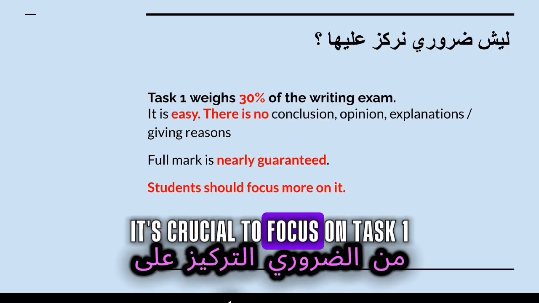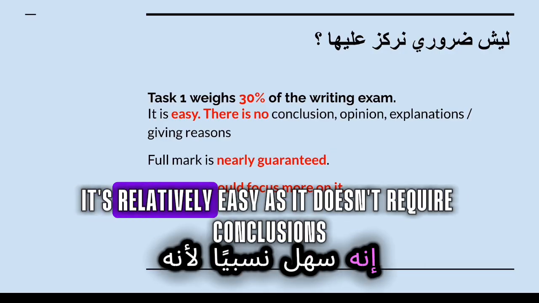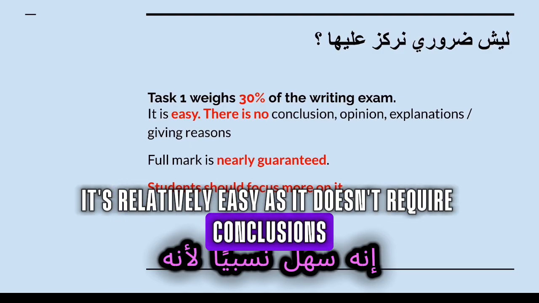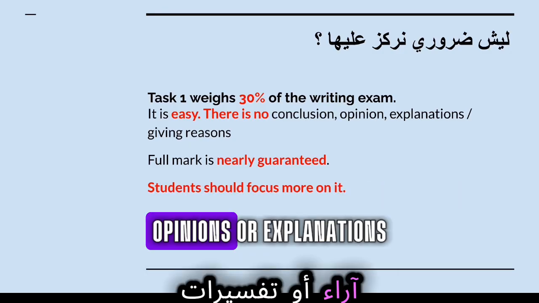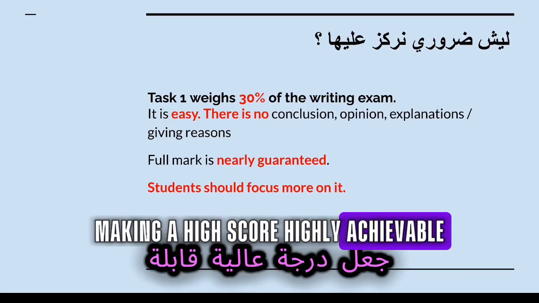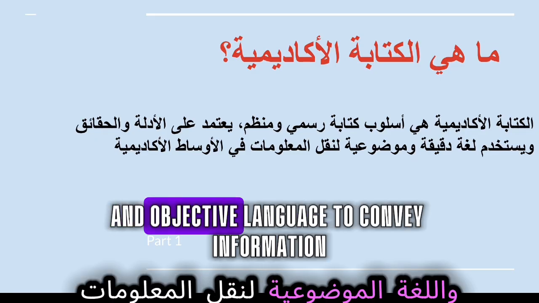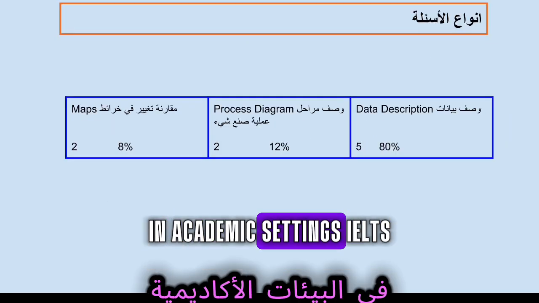It's crucial to focus on Task 1 because it constitutes 30% of the writing exam. It's relatively easy as it doesn't require conclusions, opinions, or explanations, making a high score highly achievable. Academic writing is a formal and structured style, relying on evidence and facts. It uses precise and objective language to convey information in academic settings.